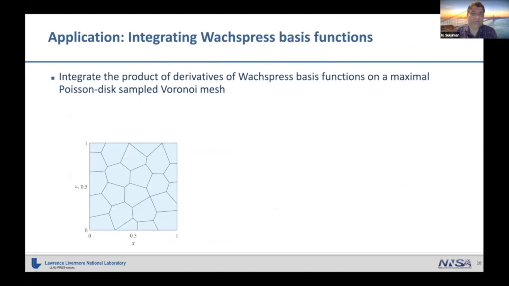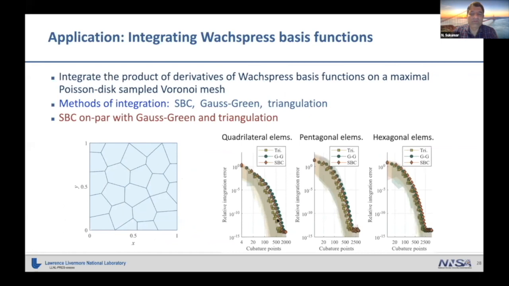We have also applied it to Wachspress basis functions, and we can eventually show that they're compatible with Green-Gauss and also the triangular quadrature rule, but we don't require the overhead of actually doing any pre-processing. And it, of course, requires many, many points to integrate, if you want to get machine precision.